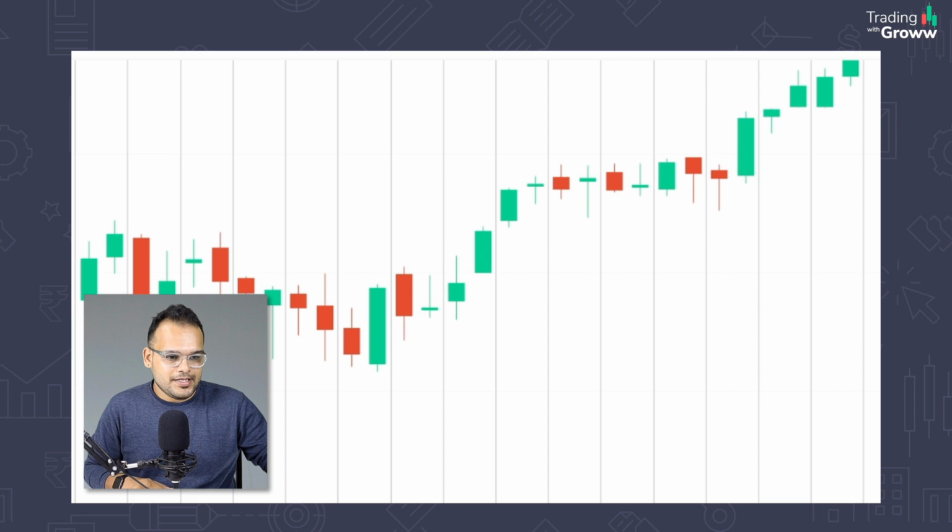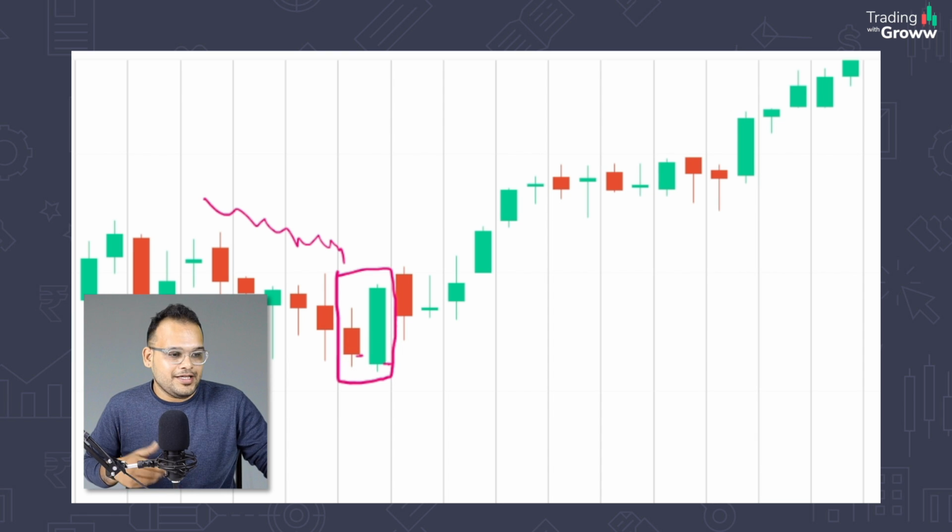As you can see here, this is the Nifty chart. Again, I'm taking an example of that only. These two candles, you can clearly see that the market was trending downwards till this particular point of time, and the market opened below the close of this particular candle.